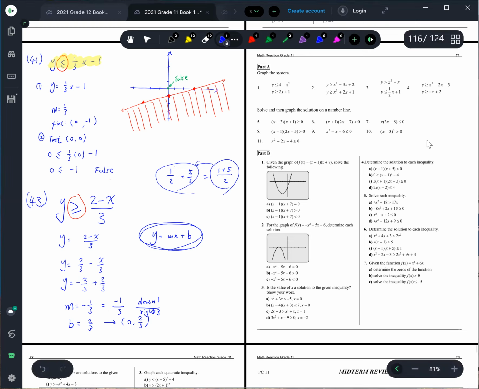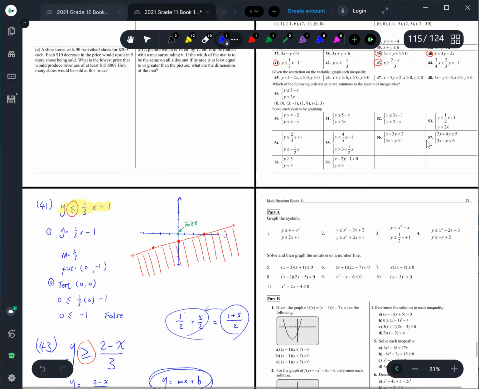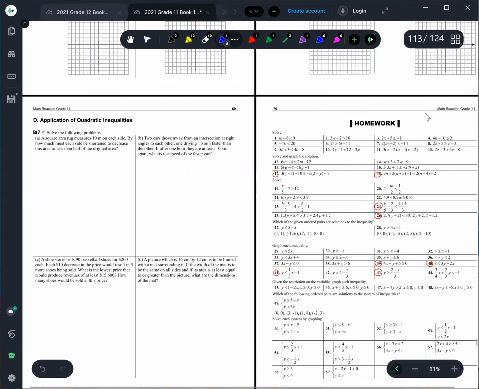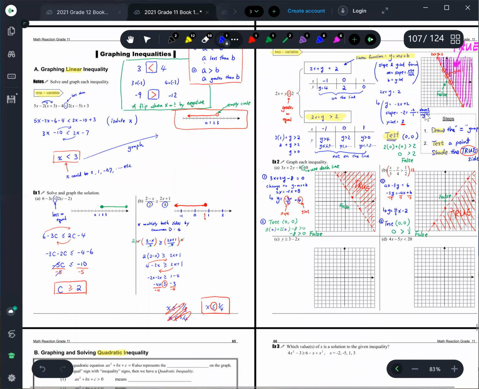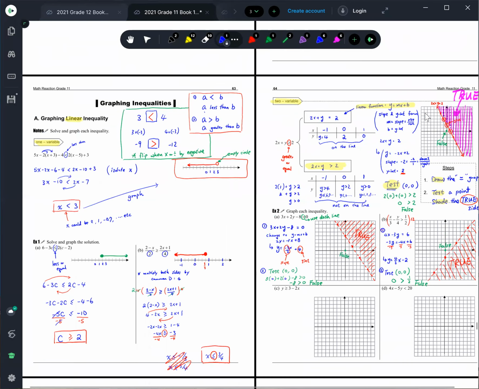All right, so please put it away. Okay, if you're still working on that, you can continue during the break. Okay, we continue with the lesson. So last time, okay, put your homework away. Last time we stopped at graphing the linear, right, with one variable and also two variables. So today we're going to move on to graphing quadratic inequality.